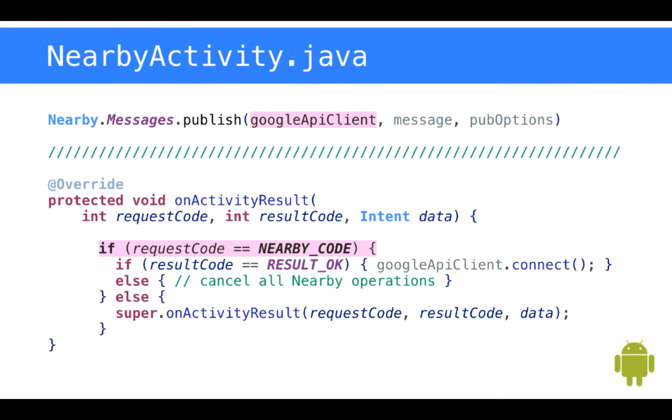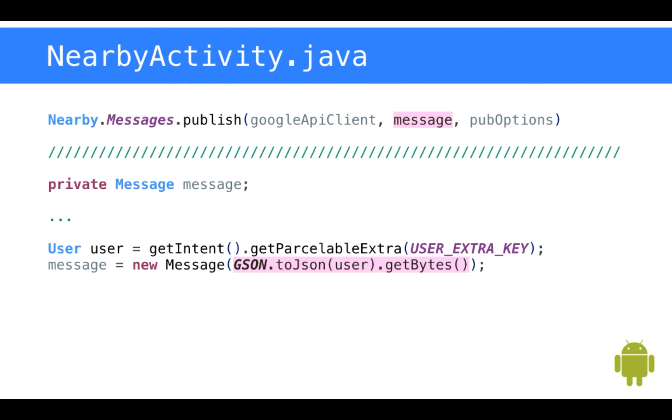So assuming they allow, you'll get an on-activity result from this permissions dialog. And you should, as a good citizen, check that you are getting the result back from the activity that you started, using this nearby code that you define. And then if all has gone well and the request was that I wanted the nearby permission and the result was yes, you can have it, then go ahead and try and reconnect that client. And this time it should go smoothly because there's no issue with you not having that permission anymore.